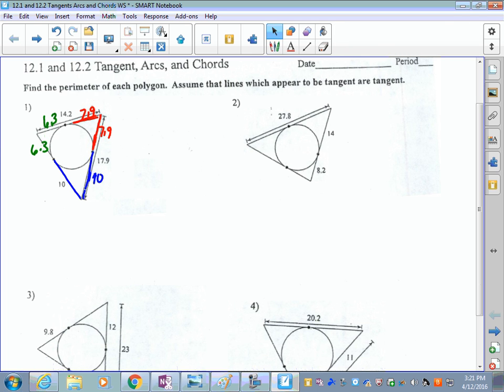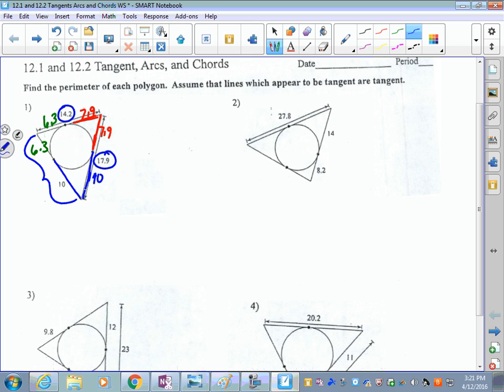So we already know this side is 17.9, right? We know this side is a total of 14.2. Could we find the total of this side? Yeah, 16.3. All right, now we can get the perimeter. The perimeter is just going to be the 14.2 plus the 17.9 plus 16.3. All right, add them up. Get the sum. Use your calculator. You have them there on your desk.